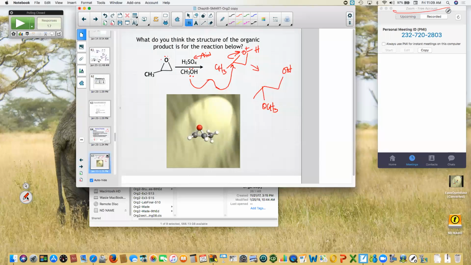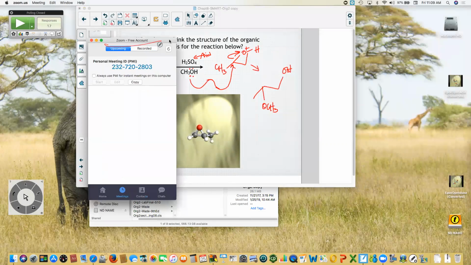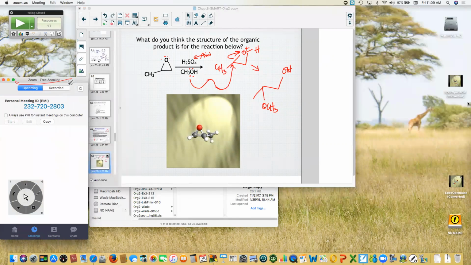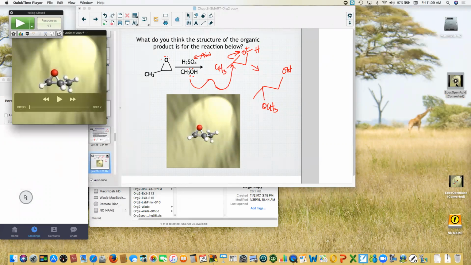Oh, sorry. I got to move this little screen out of the way. It's black. Okay, which one says acid? One is acid, one is base.